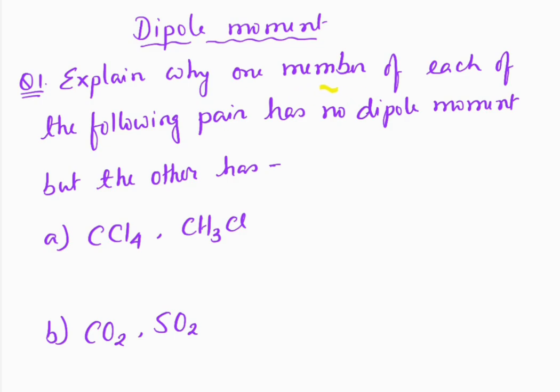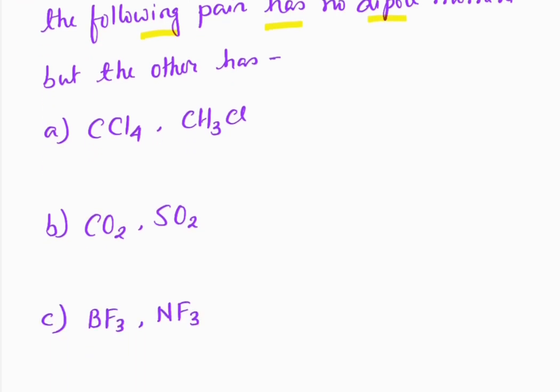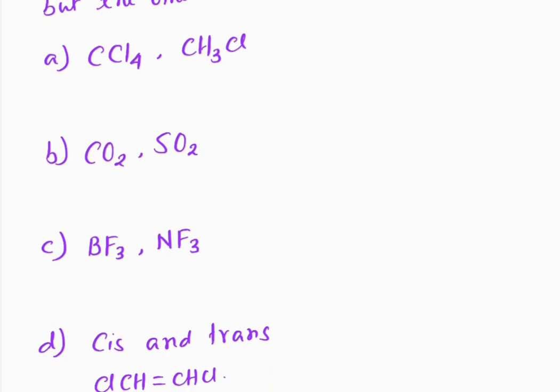First question is: explain why one member of each of the following pairs has zero dipole moment but the other has. So we have four pairs of compounds. Out of these four pairs, in each pair one member has zero dipole moment while the other member has some appreciable dipole moment. So we have to identify. Now see the first pair.